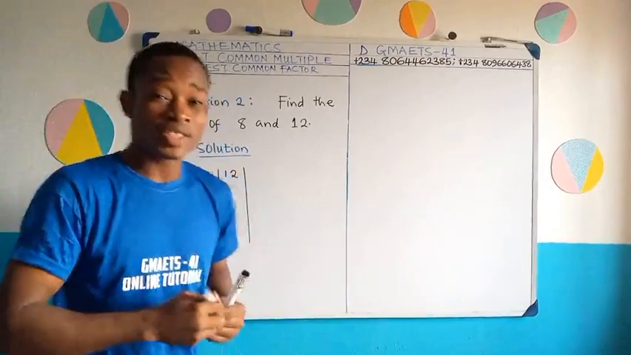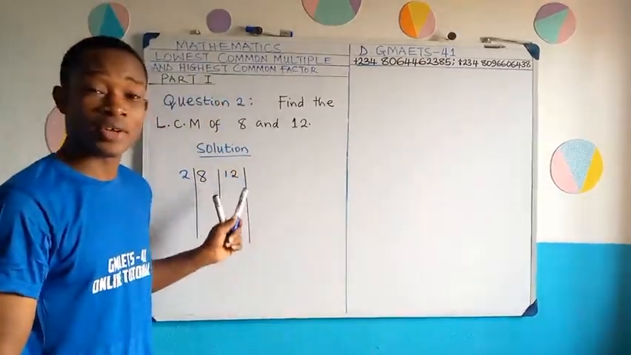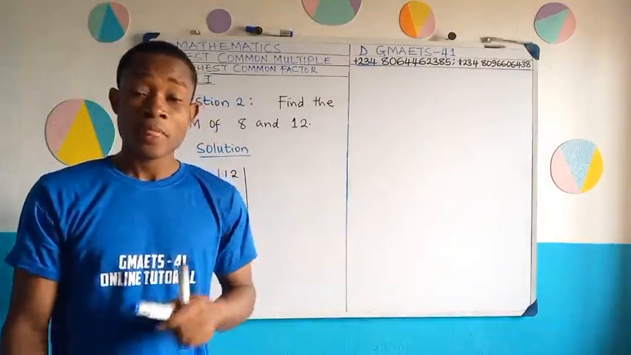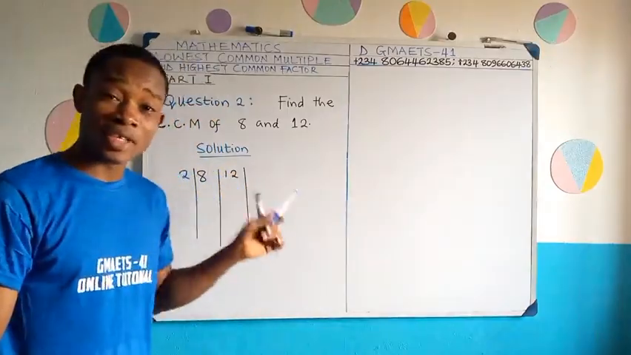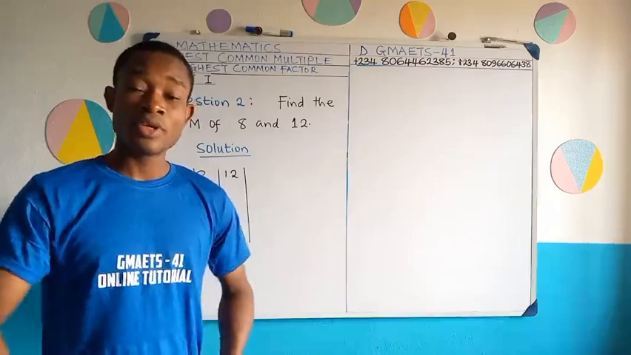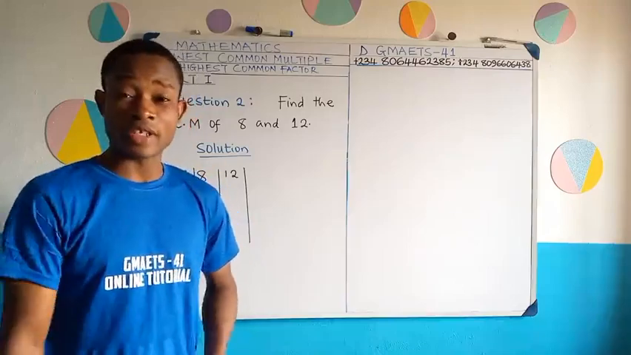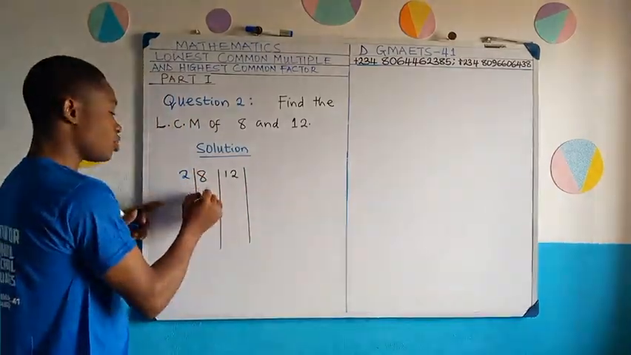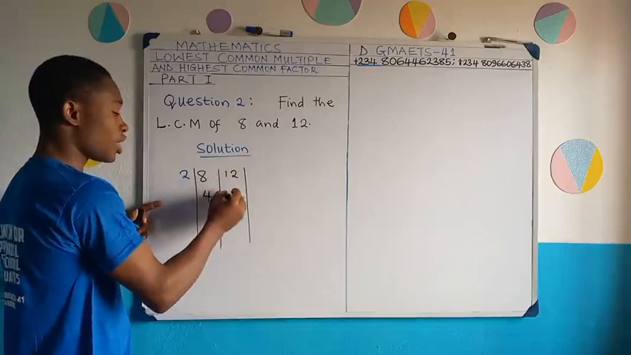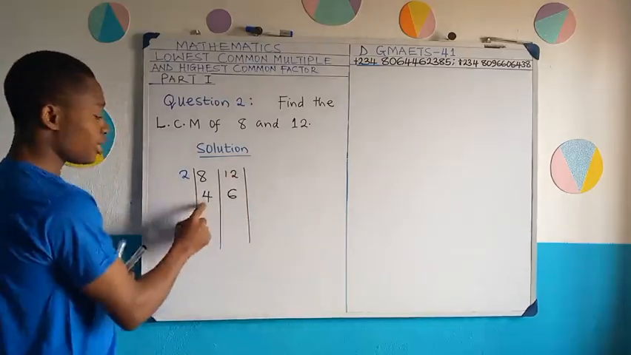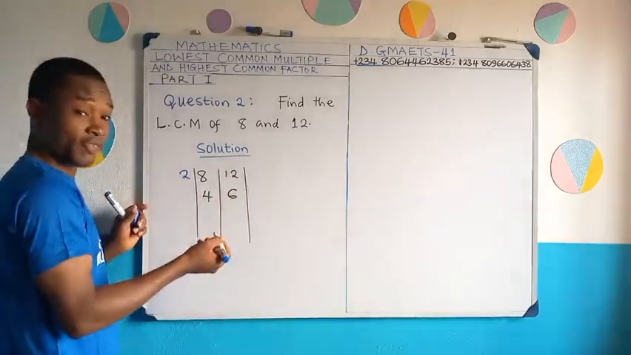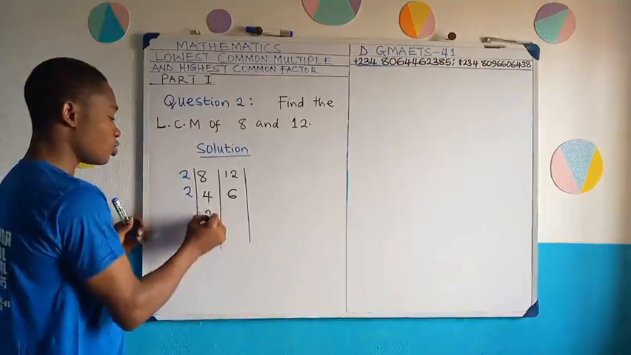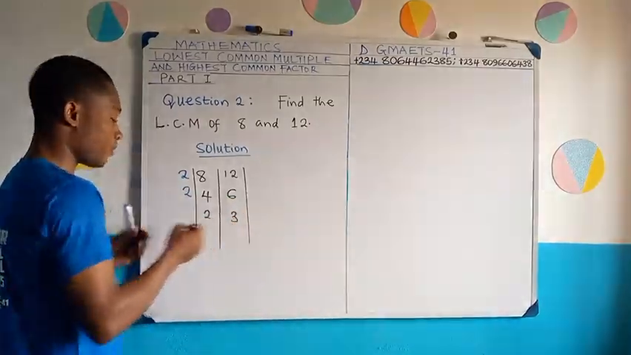If 2 cannot divide 8 and 2 cannot divide 12, you won't use 2. Take note. If 2 cannot divide any one of these, then you cannot use 2. It means you now have to check if 3 can divide it. But good enough, 2 can divide here, so we go. 2 can divide 8, you get 4. 2 can divide 12, you get 6. Again, look at these 2 numbers. Can 2 still divide? Yes, 2 can still divide. 2 can divide 4, you get 2. 2 can divide 6, you get 3.